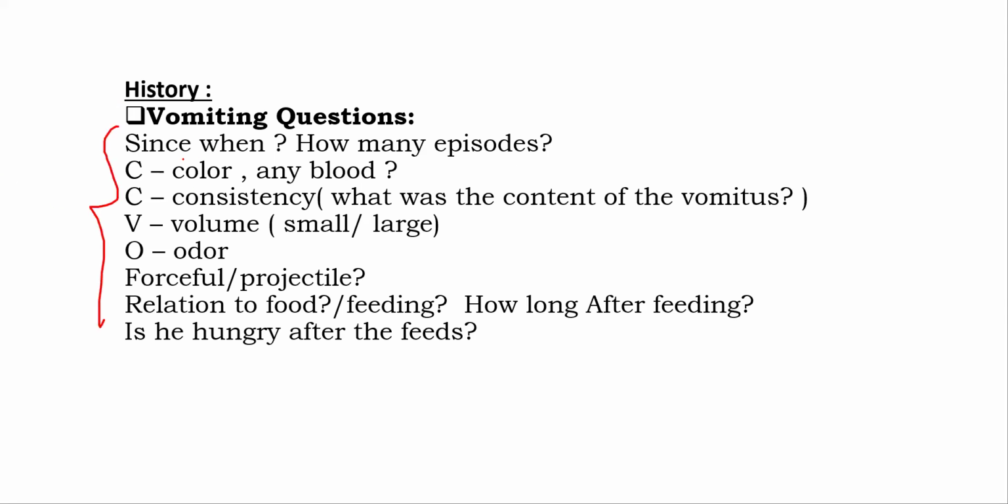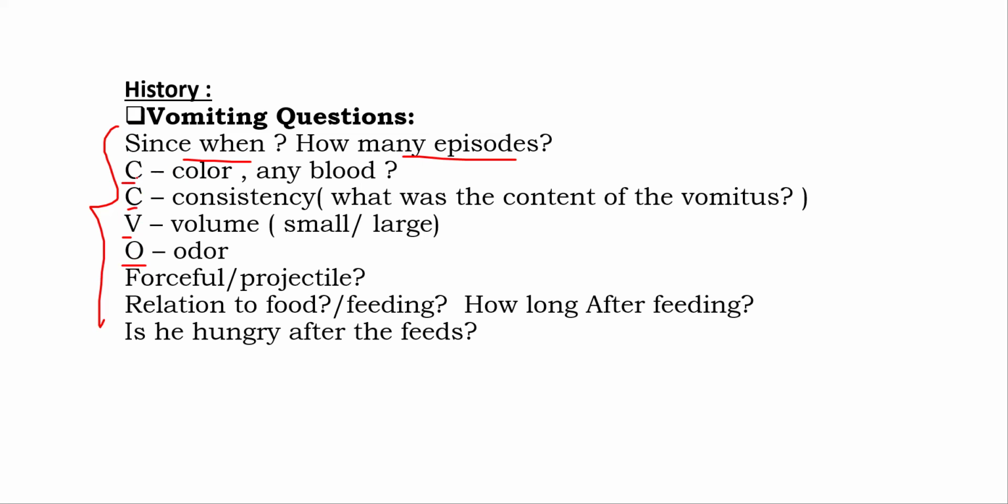So you want to know since when it started, how many episodes so far, is it for the first time? We always ask CCVO in any kind of discharge. Vomiting is also a kind of discharge that's coming out of the body. So C means color, another C for consistency, V for volume, and O for odor.